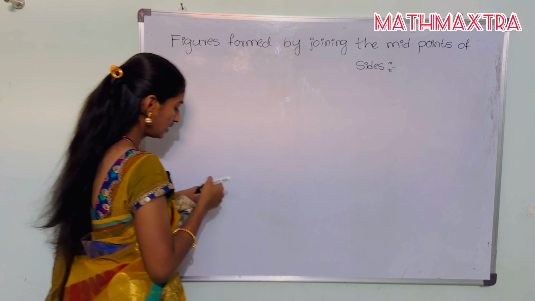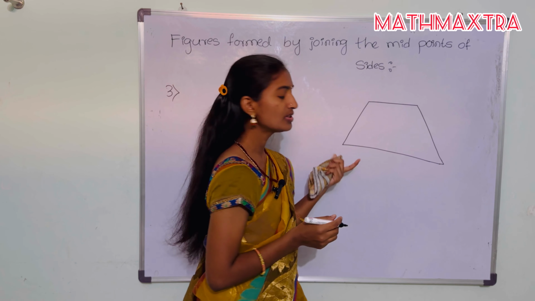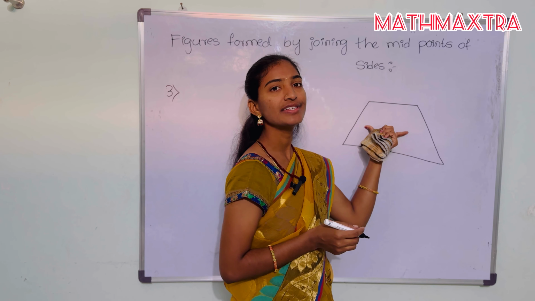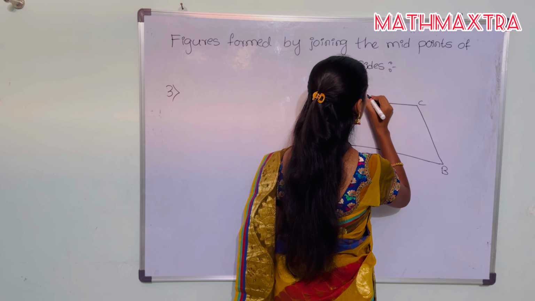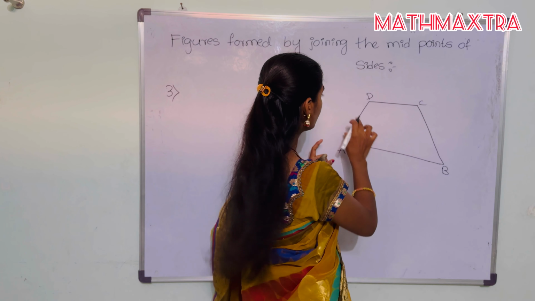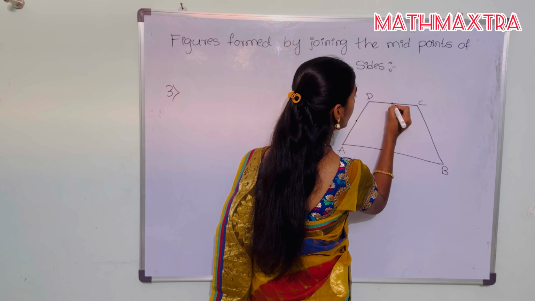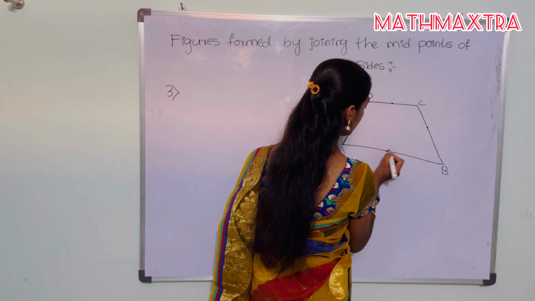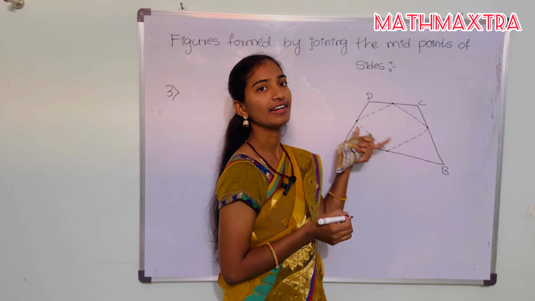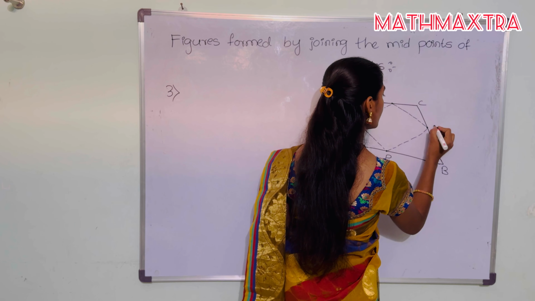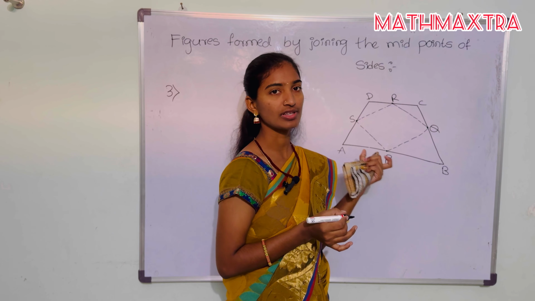Third case is, I am considering an isosceles trapezium this time. In an isosceles trapezium, the non-parallel sides are equal, isn't it? See, this is an isosceles trapezium ABCD and these non-parallel sides are equal, which is nothing but AD is equal to BC. So now I am locating the midpoints of the isosceles trapezium and joining those midpoints. We have to decide which type of quadrilateral it is. So these PQRS are the midpoints of the isosceles trapezium.